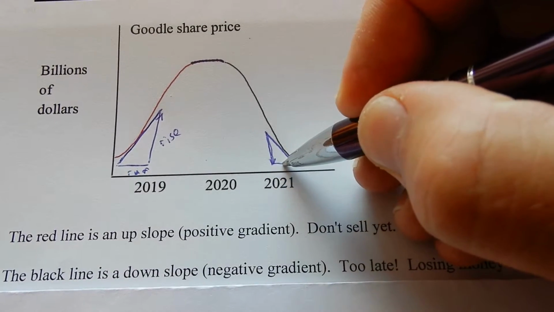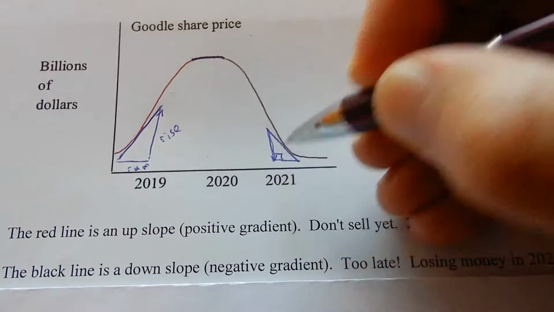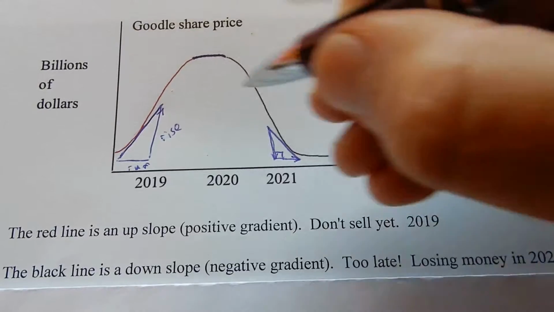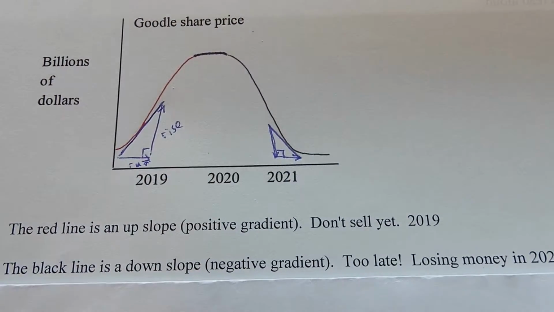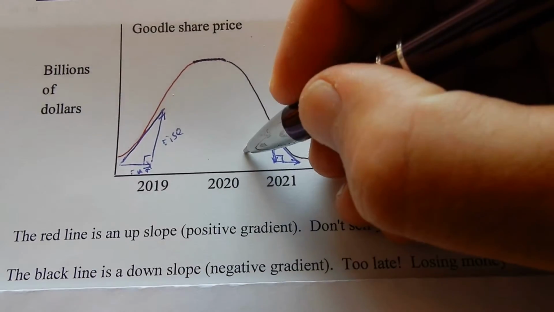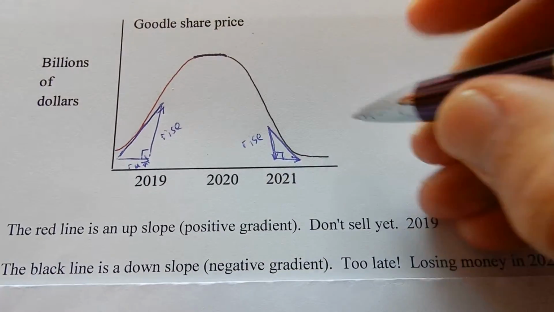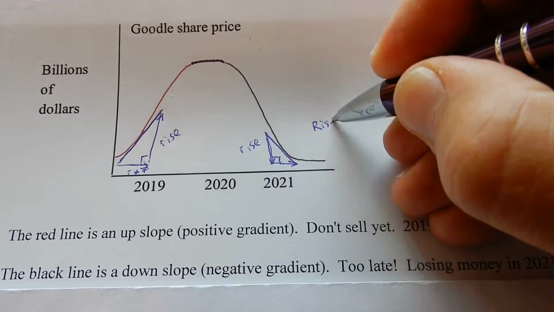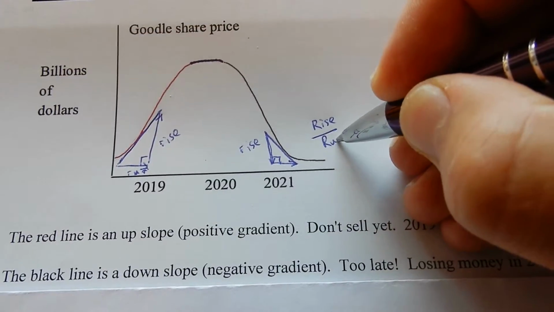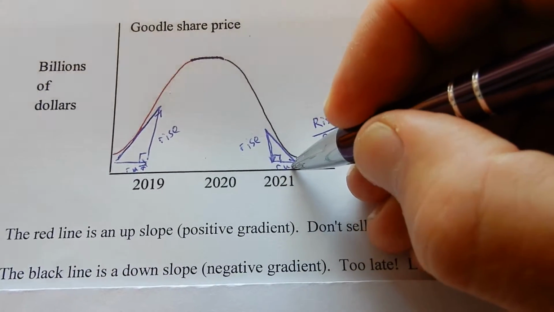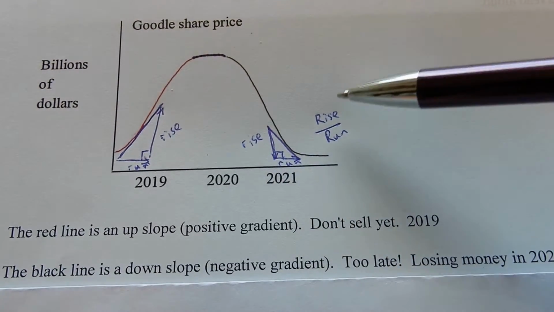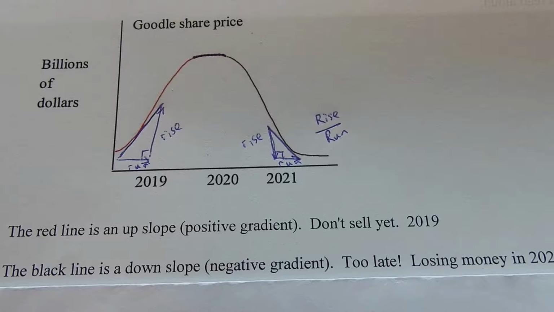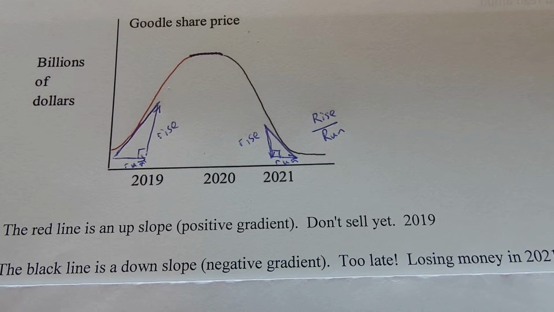Make a right angle. Right angle there. Rise over run. Now the rise is negative. And rise over run, because this is negative, rise over run is negative. It's a negative gradient. It's going down.